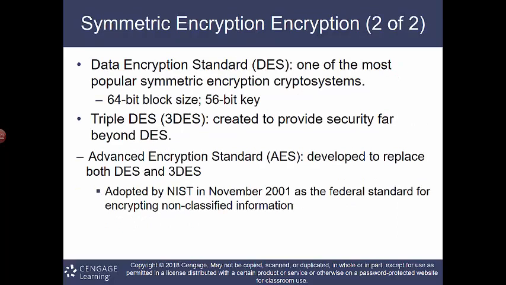There's some different standards here. There's DES, and this is one of the most popular symmetric encryption crypto systems. You see there's a 56-bit key. There's triple DES, which was created to provide much more security beyond that. There's AES, which is even newer. So there's a number of these standards that are out there. I'm not concerned about the specific differences between them. Just realize that there are multiple symmetric encryption methods that are out there and able to be used today.